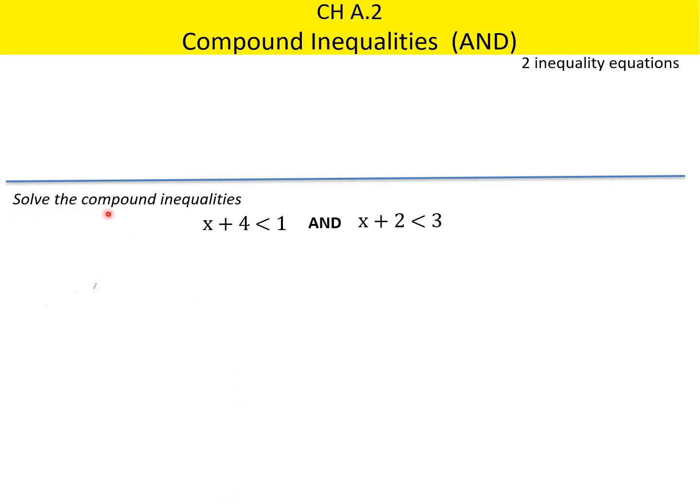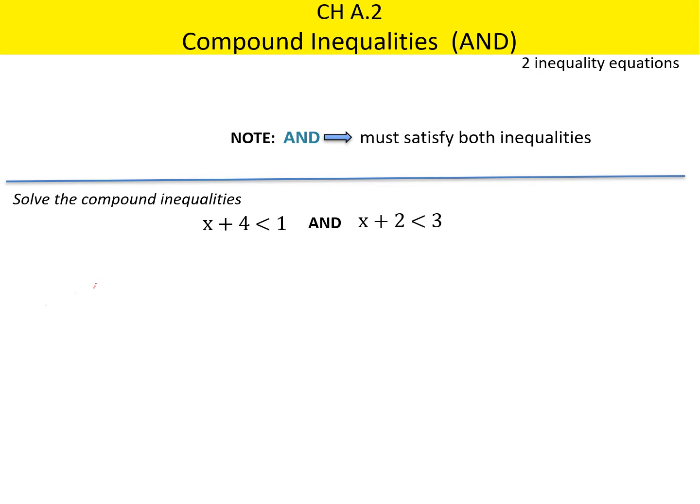Here you're being asked to solve the compound inequalities of x plus 4 is less than 1 and x plus 2 is less than 3. What you're actually being asked is to find a solution that satisfies the first equation and satisfies the second equation. Your answer must satisfy both inequality equations.